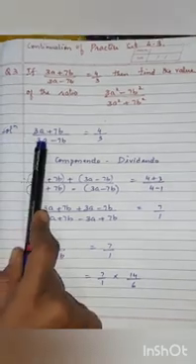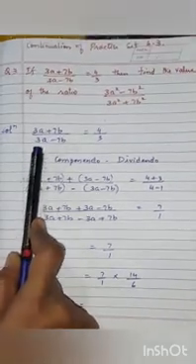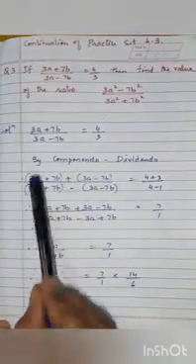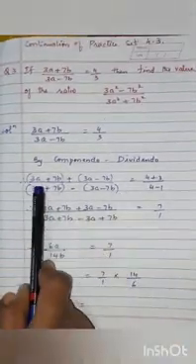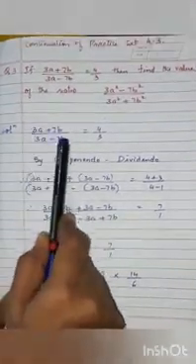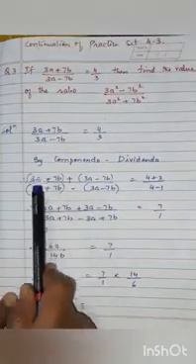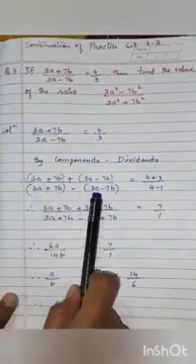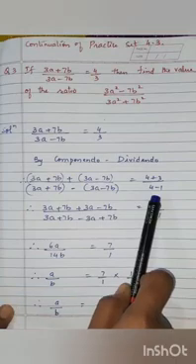So the solution: we are starting with the given ratio, that is (3a + 7b)/(3a - 7b) = 4/3. Then by componendo and dividendo, children, this entire numerator is your a, entire denominator is your b. So we get (a + b)/(a - b) = (4 + 3)/(4 - 1).